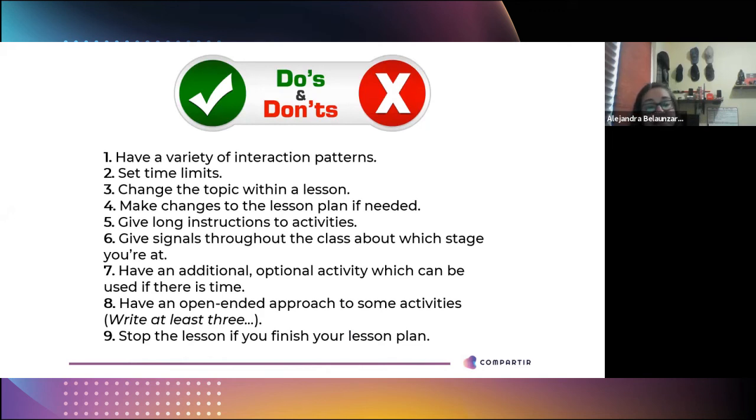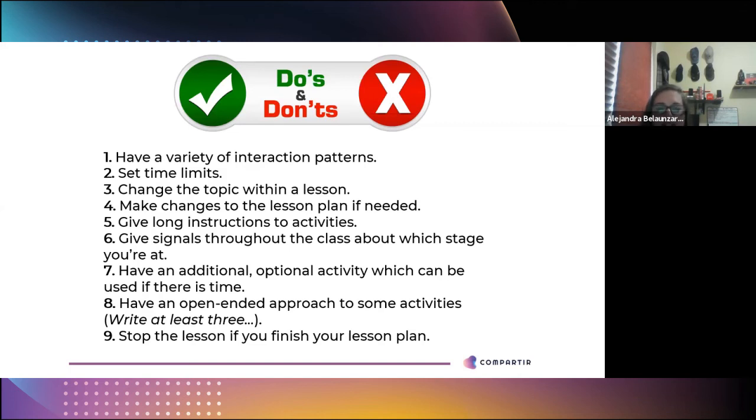Yes, okay? We said since the beginning that we have a lesson plan, but at some point we are going to need to change it. Give long instructions to activities. No, it's not a good idea. Give signals throughout the class about which stage you are at.